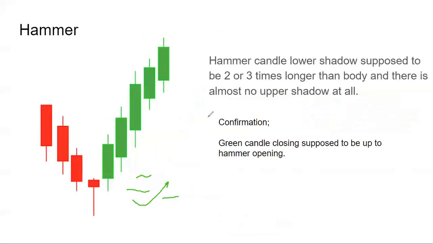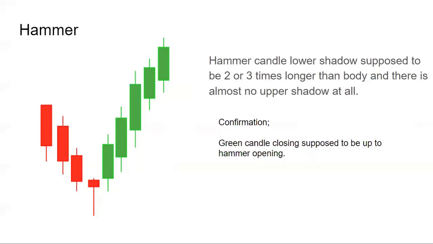Let's go to the hammer. In the hammer candle, the lower shadow here is supposed to be 2 or 3 times longer than the body here, and there's almost no upper shadow at all. You can see no upper shadow at all. For confirmation, guys, you can wait until the green candle closes. The green candle's close is supposed to be above the hammer's opening.